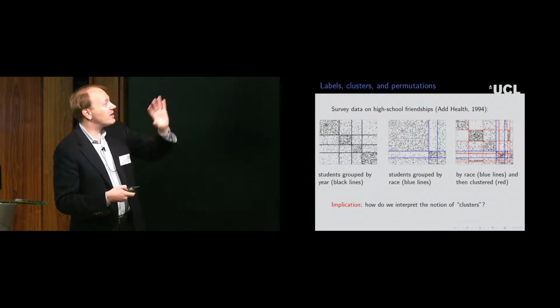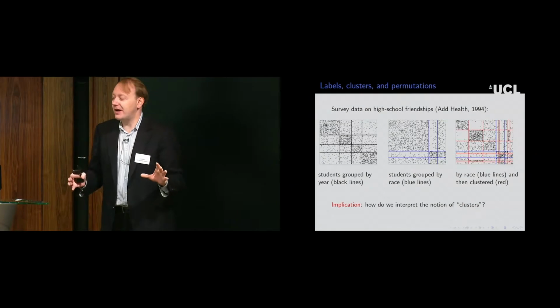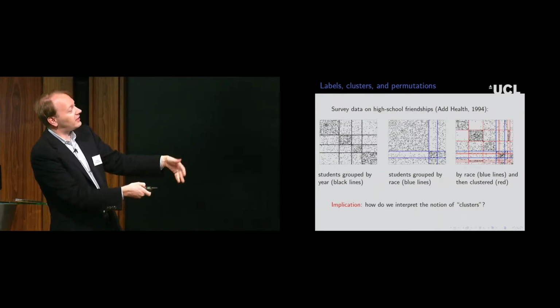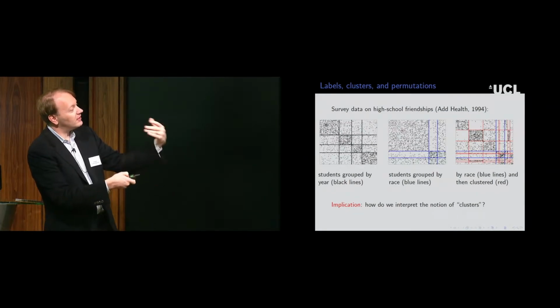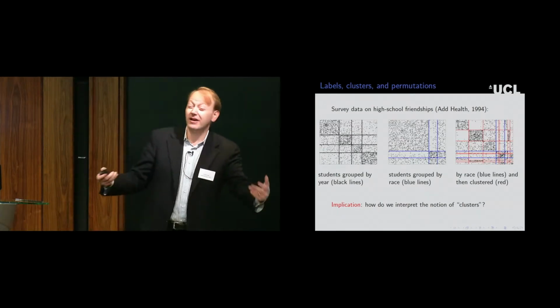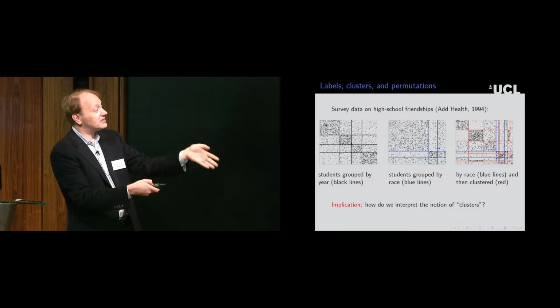So this is a big warning to be careful when you think about the notion of clusters in a graph. Is this the only way in which this network is clustered? Well, it sure seems reasonable, but then suddenly, if I had more covariate information about the nodes, I would relabel according to race and I would see something else.